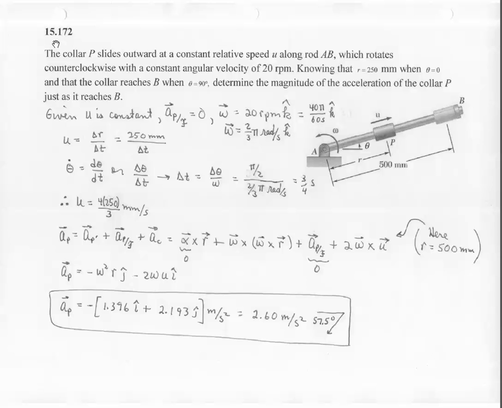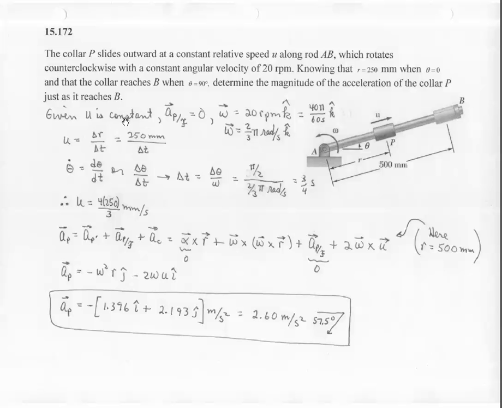Problem 15.12 states that the collar P slides outward at a constant relative speed u along the rod AB here, which rotates counterclockwise with a constant angular velocity of 20 rpm. Knowing that r, the position of it here, radially outward, is 250 millimeters when theta is equal to 0 degrees, and that the collar reaches B when theta is equal to 90 degrees, it wants us to determine the magnitude of the acceleration of the collar P just as it reaches B.